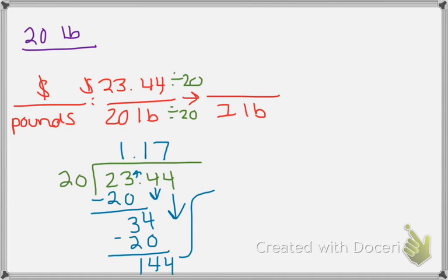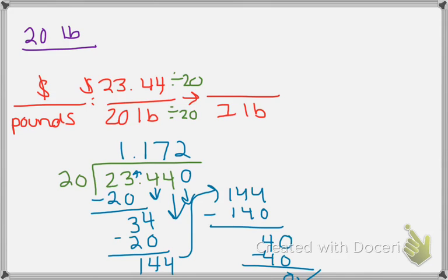20 goes into 144 7 times. I'm going to have to move up here, sorry. 20 times 7 is 140. 144 minus 140 is 4. We'll go one more number, so we add a 0 and bring it down. 20 goes into 40 evenly twice, because 2 times 20 is 40.